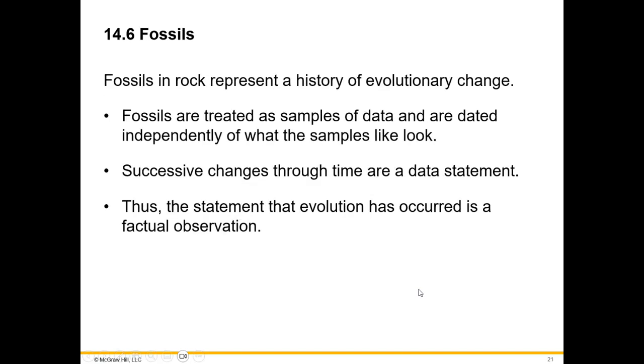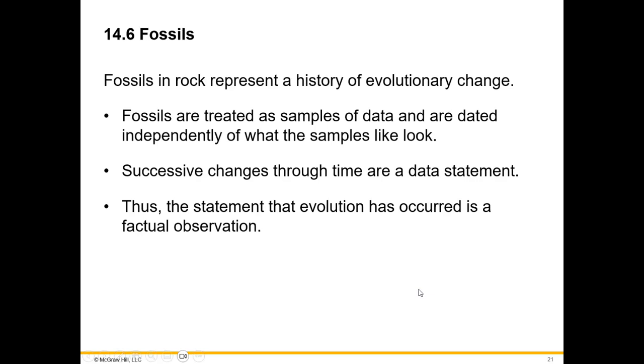Fossils in rock represent a history of evolutionary change, and fossils are treated as samples of data and are dated independently of what the samples look like. So in the beginning of fossil collection, it was really common to try and group every fossil that we found with the other fossils that it looked like. But we found that that's actually not the most accurate way to do things, because a lot of times we'll have very similar structures that develop independent of each other.